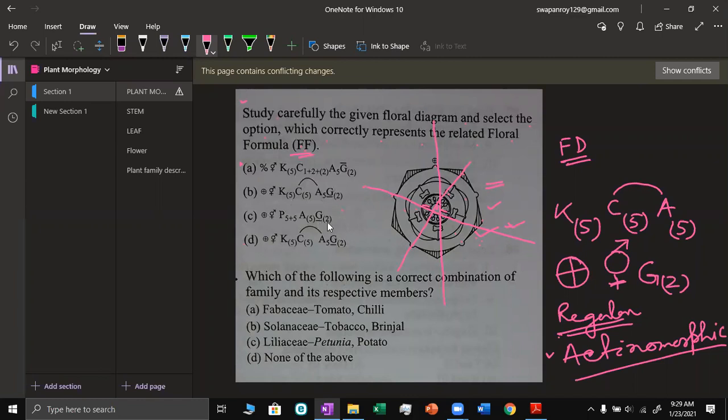Now which one will be the answer? Option B, sir. Option B. Actinomorphic, bisexual, calyx 5, corolla 5, united, androecium 5, gynoecium 2, syncarpous, and superior ovary, and this is indicating actinomorphic. But can you see that option B and option D are the same? Actinomorphic, bisexual, calyx 5, united, corolla 5, united, androecium 5, free, and actinomorphic sign is there, gynoecium 2, syncarpous, hypogynous. Then which one is correct, this or this?